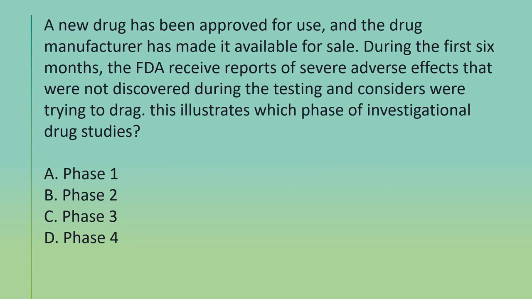A new drug has been approved for use and the drug manufacturer has made it available for sale. During the first 6 months, the FDA received reports of severe adverse effects that were not discovered during the testing and considers withdrawing it. This illustrates which phase of investigational drug studies? A. Phase 1, B. Phase 2, C. Phase 3, D. Phase 4.